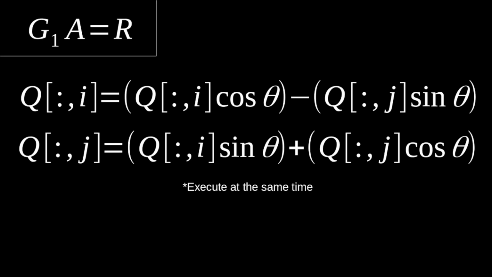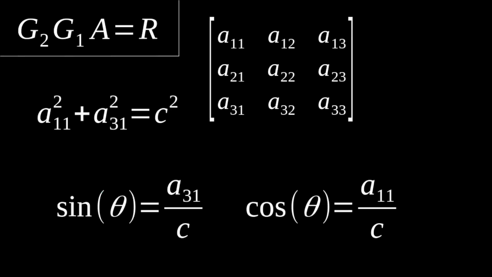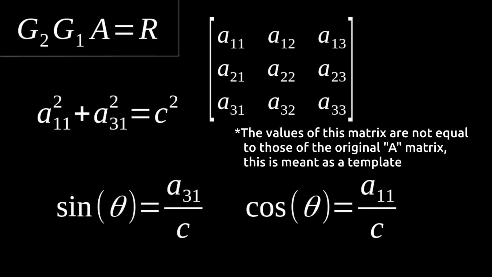And again, these need to execute at the same time. That's why in the code right here, you see them again, all part of the same line. So although these lines are much longer, it is necessary, okay? And we're doing that for each one of the elements that we need to zero out below the diagonal for our R matrix. And so to compute G2, we're going to be plugging in A11 and A31 because we need to zero out whatever value is in that A31 position.